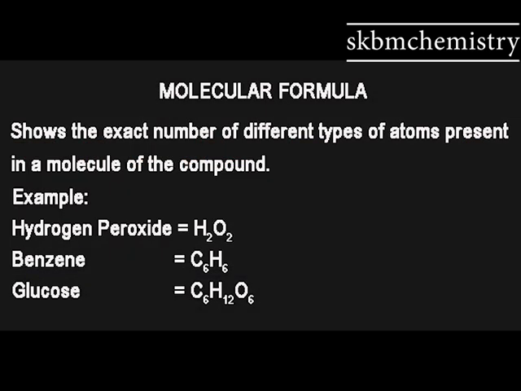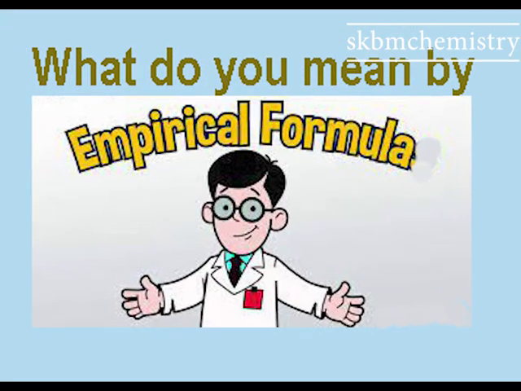Now we have to know what is actually meant by molecular formula of a compound. Molecular formula represents the exact number of the different types of atoms present in a molecule of the compound. For example, the molecular formula of hydrogen peroxide is H2O2. The molecular formula of benzene is C6H6. The molecular formula of glucose is C6H12O6.